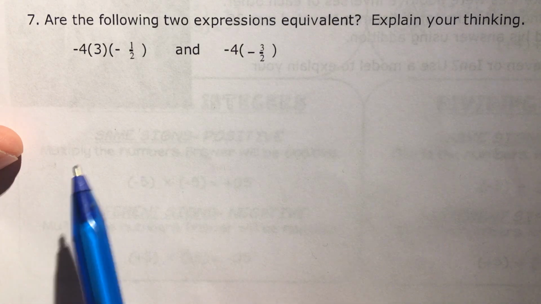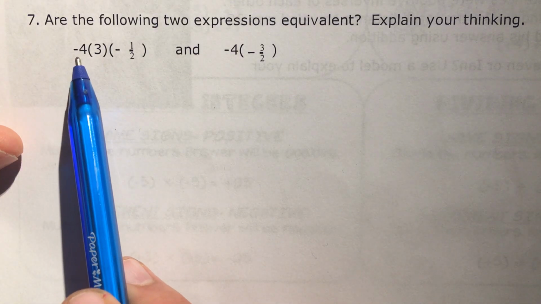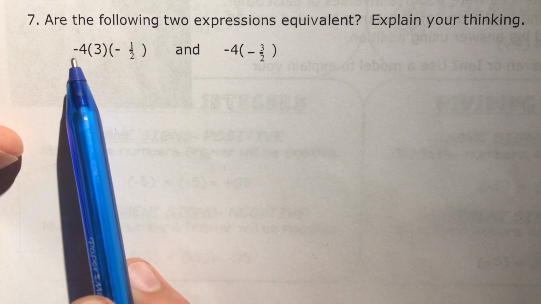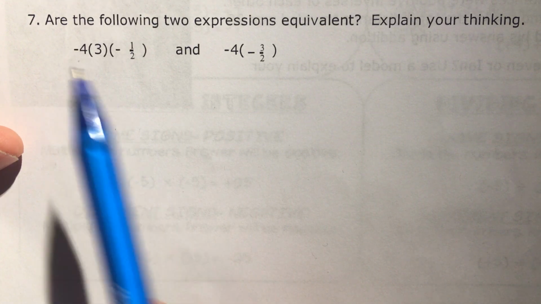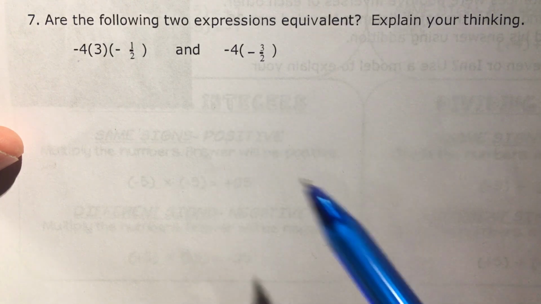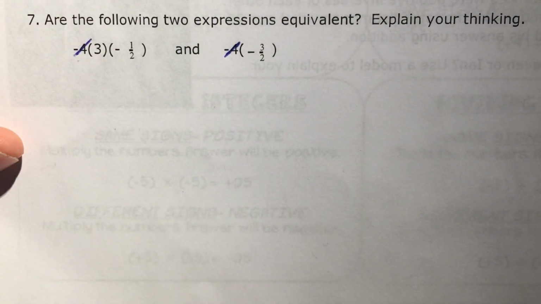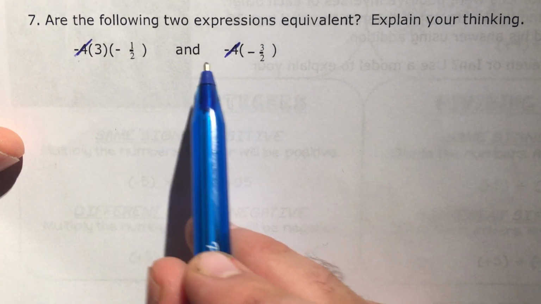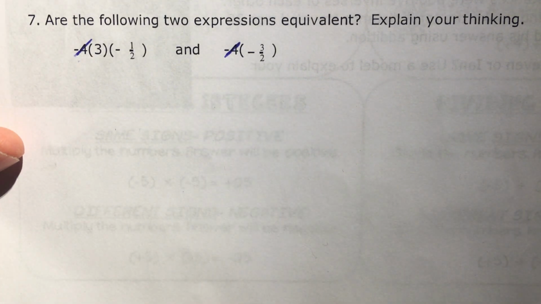Well, right away, I'm going to look for which numbers are exactly the same in both expressions. If you look, we have a negative 4 in the first expression and a negative 4 in the second expression. I know that I can take both of these numbers out since they're exactly the same. So that leaves me with 3 times negative 1/2 and negative 3/2.